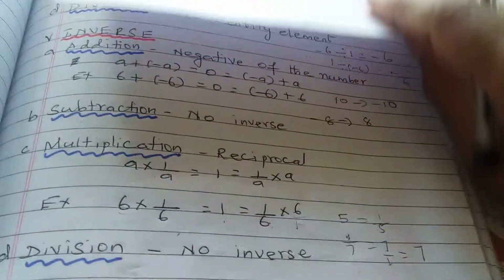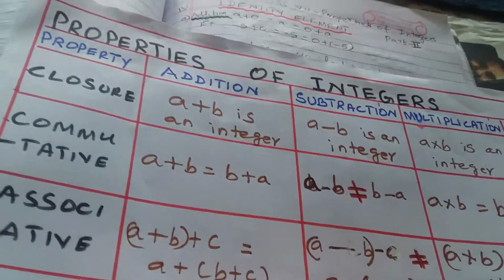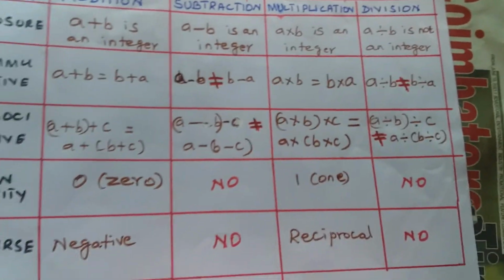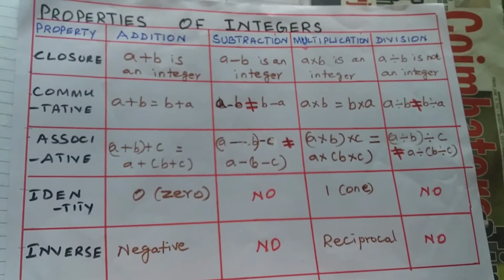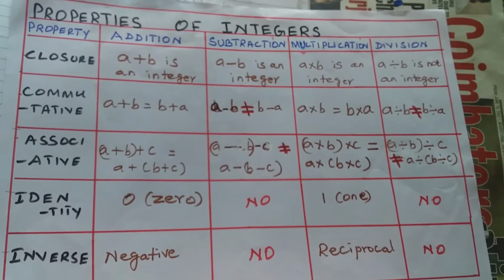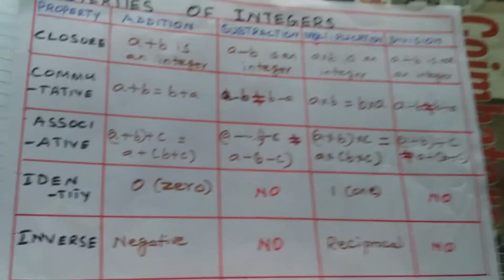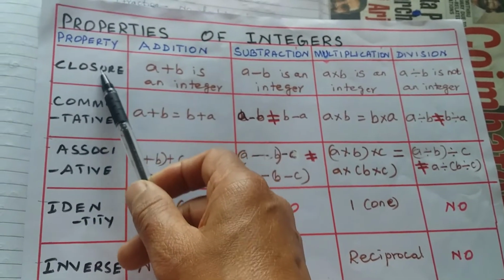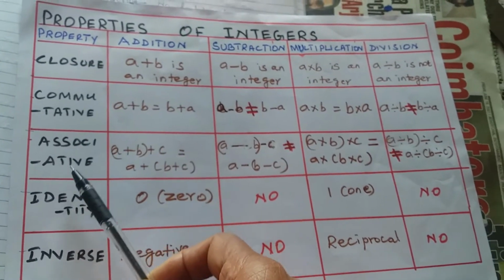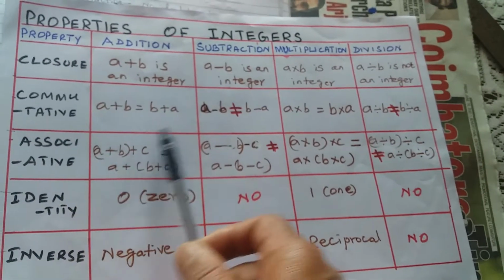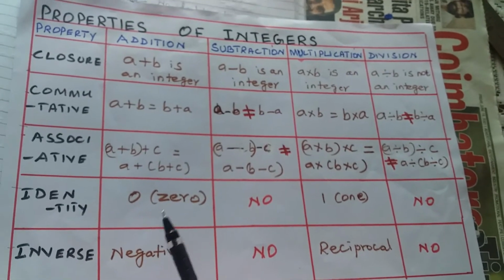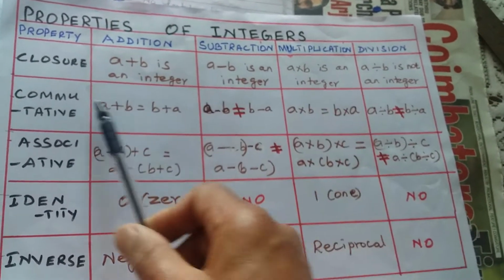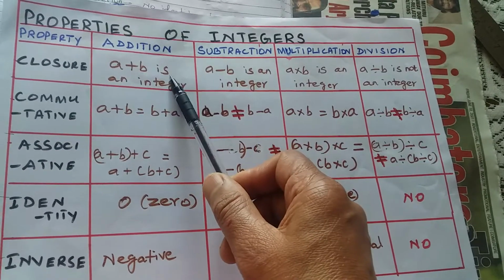Now to recall all the properties together, I've made a tabular column and I've written all the properties. I've consolidated all the properties. See, the heading is properties of integers, and the properties are: closure, commutative, associative, identity, and inverse. I've consolidated the properties which you have learnt in 2 videos. Now addition, subtraction, multiplication, and division.